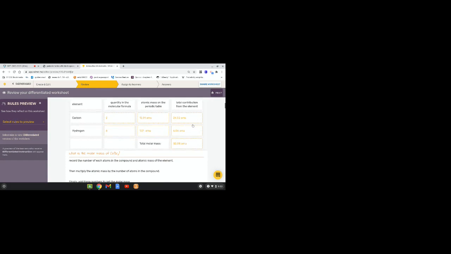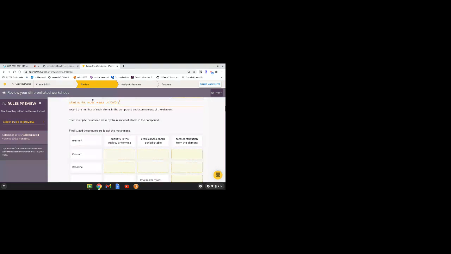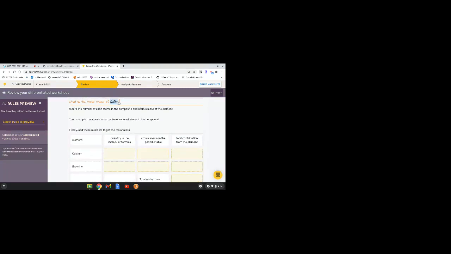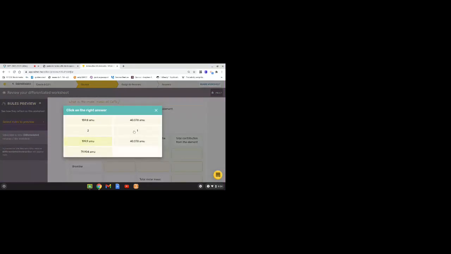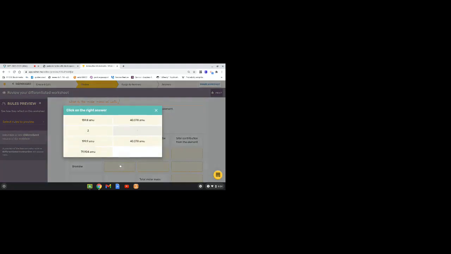Let's try another one. Calcium bromide, CaBr2. I was nice and gave you the chemical formula for all of these, but I didn't necessarily have to. You should be able to know that that was a crisscross one. So calcium and bromine are my 2 elements. Calcium, if I look at my chemical formula, I only have 1 calcium. So I'm going to click on this and select 1. For bromine, I have 2 of them because it's Br2. So I'm going to click 2 for that.